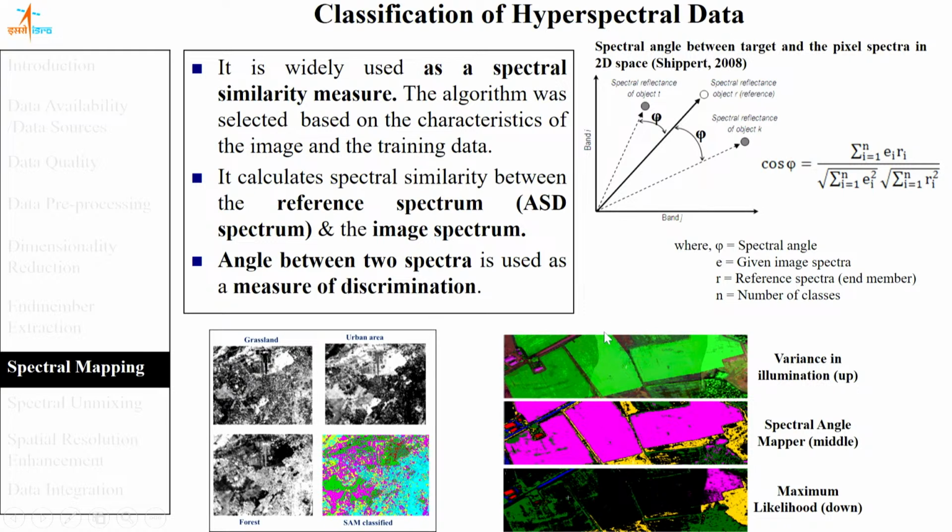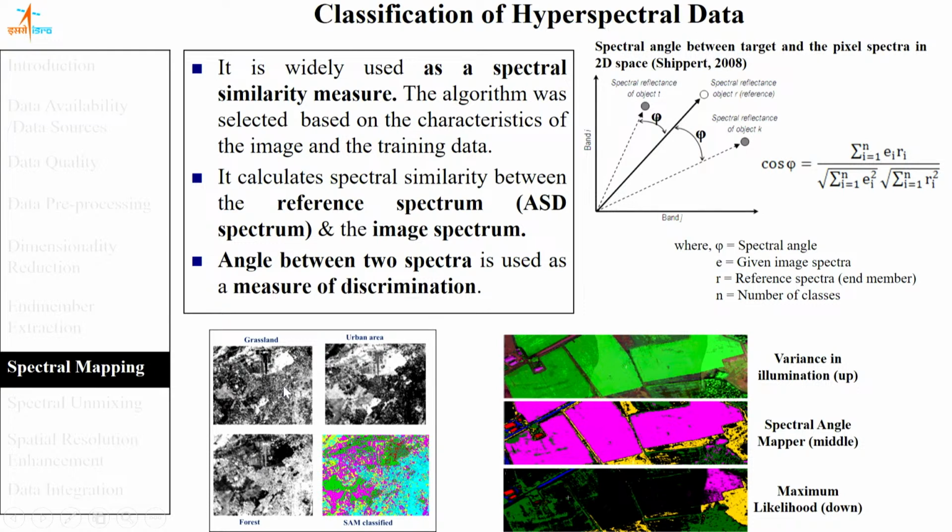So this technique is insensitive to illumination variation. Like here you can see there is a variation in the illumination. When we use maximum likelihood classifier, you can see it is not classified properly, but with the help of SAM it classified properly. So in this you can generate two types of output, one colorful classified output and rule images for whatever end members you give.